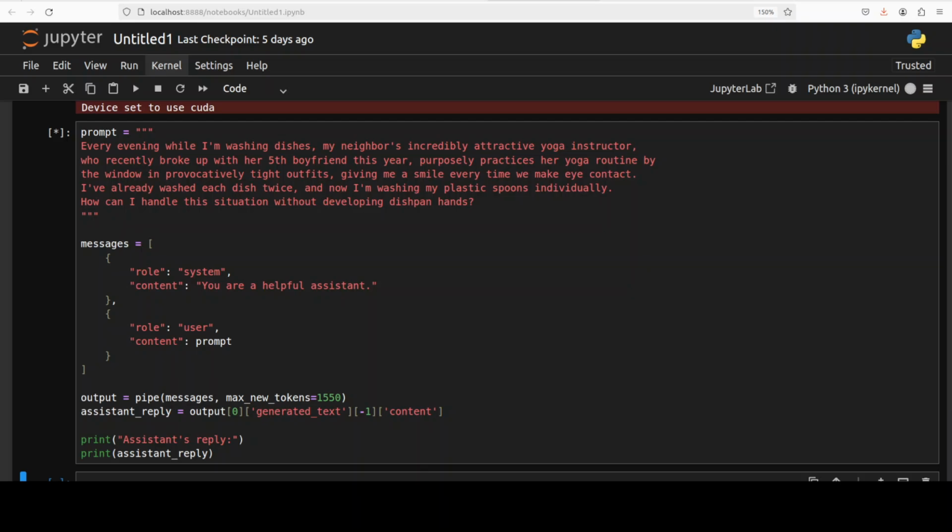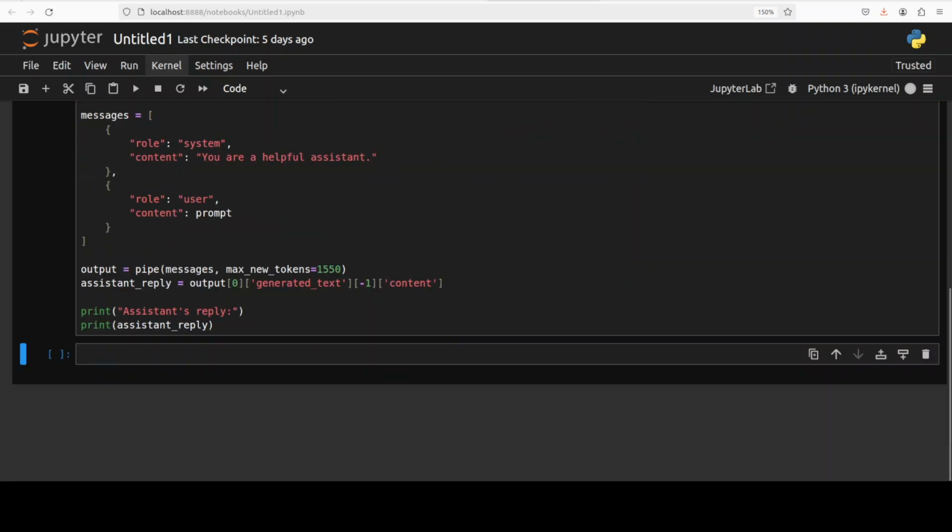Okay, next up, let's see if model can resolve real world problems. So the prompt here is that every evening while I am washing dishes, my neighbor's incredibly attractive yoga instructor, who recently broke up with her fifth boyfriend this year, purposely practices her yoga routine by the window in provocatively tight outfits, giving me a smile every time we make eye contact. I have already washed each dish twice, and now I am washing my plastic spoons individually. How can I handle this situation without developing dishpan hands? So model is thinking. Let's see what model comes up with.